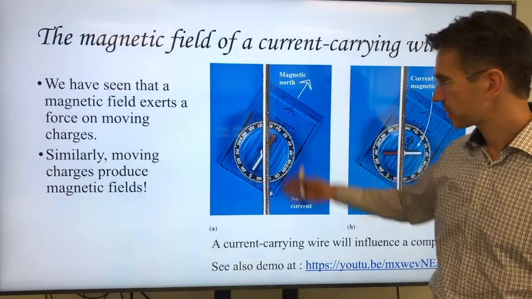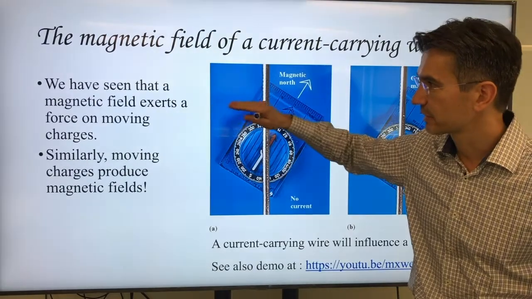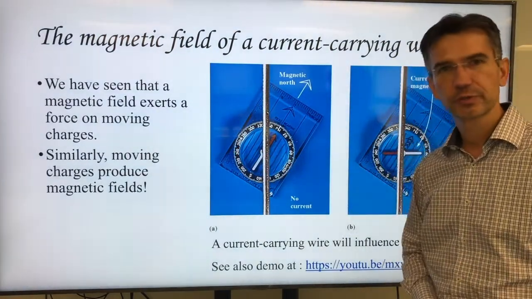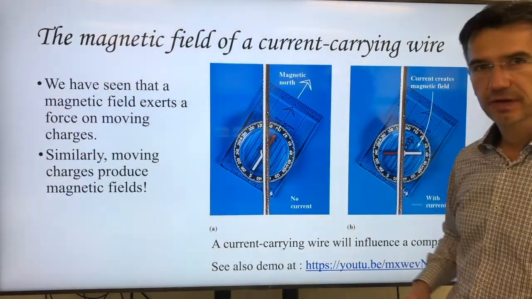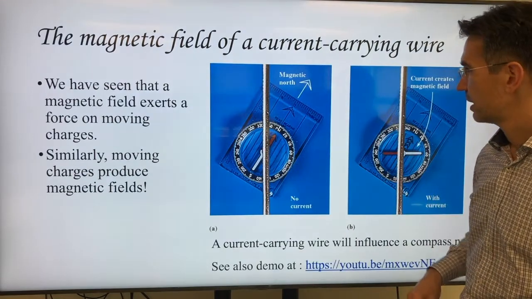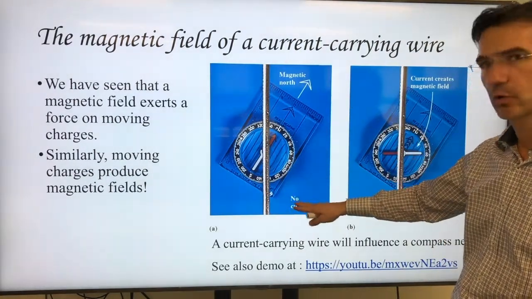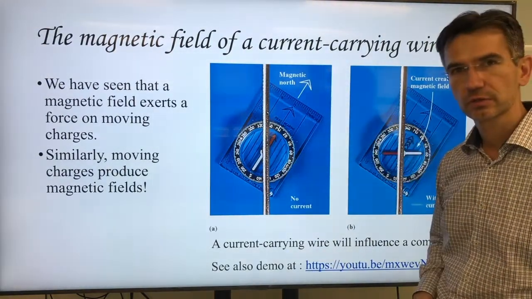So, current carrying wires will produce magnetic fields. We'll see that magnetic fields will exert a force on moving charges, but it turns out that moving charges will produce magnetic fields too. And you can actually see the effect of this if you have a compass, and you have two pictures here. In this case, there's a wire next to the compass, but there's no current flowing through the wire, and the compass is pointing to the magnetic north, as you would expect.